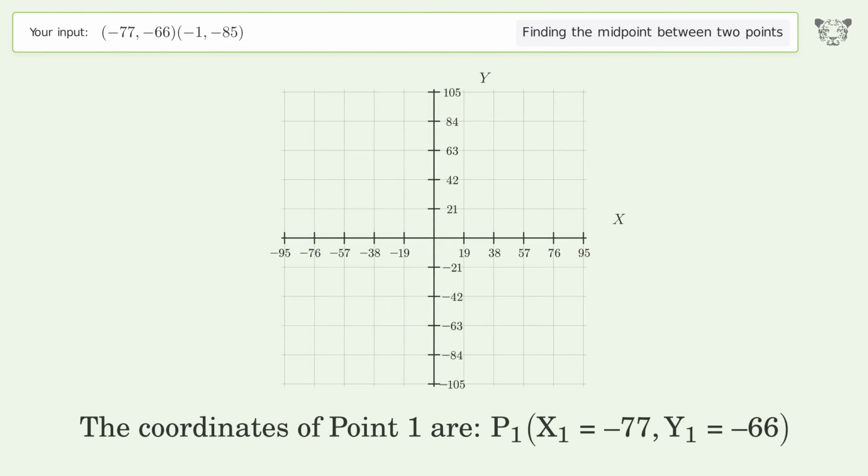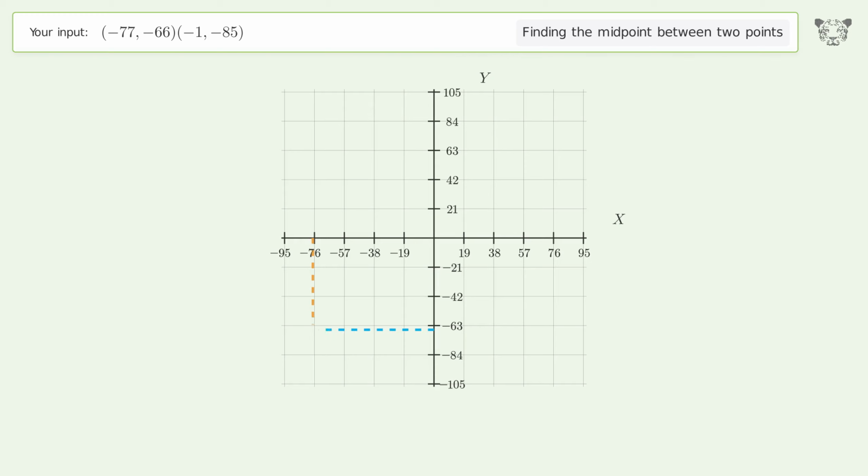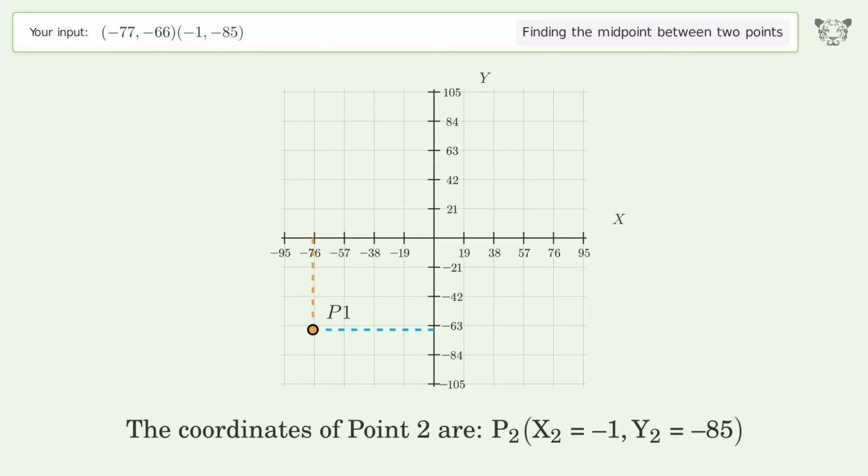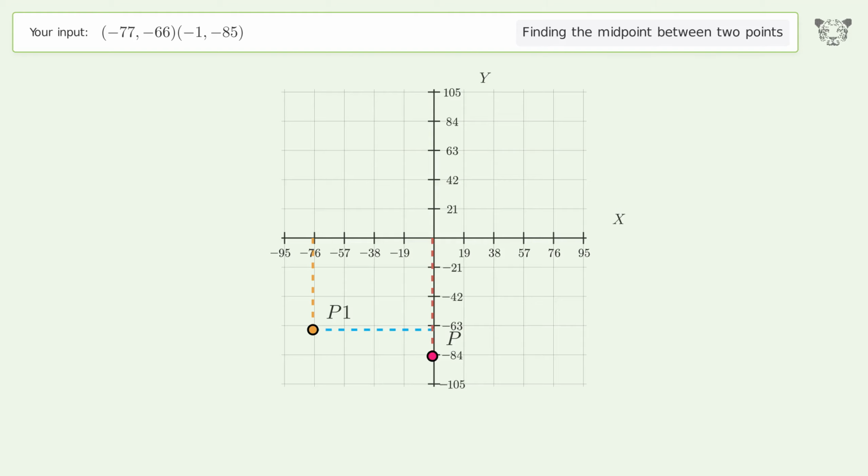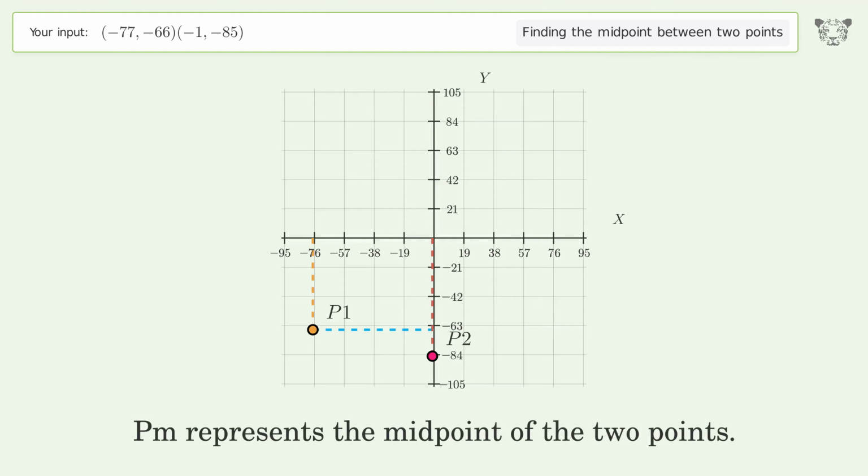The coordinates of point 1 are, x1 equals -77, y1 equals -66. The coordinates of point 2 are, x2 equals -1, y2 equals -85. PM represents the midpoint of the 2 points.